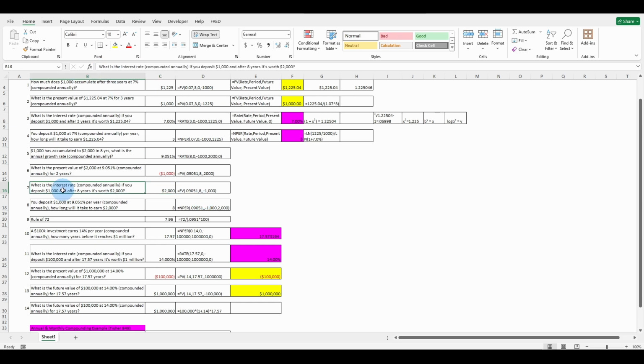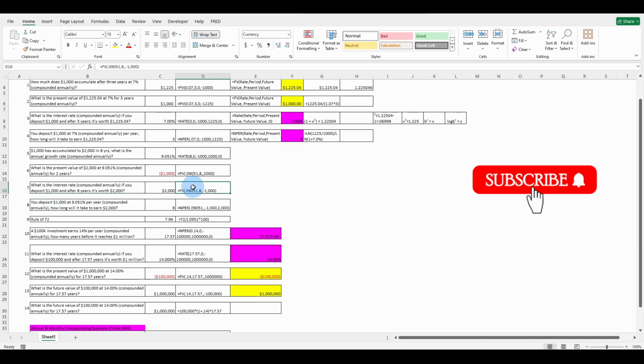This is worded wrong. What is the interest rate if you deposit $1,000? And this should be rate, okay? And I'm going to let you fix that. You deposit $1,000 at 9.051% per year. How long will it take to earn $2,000? Number of periods. If you need to work through this, remember the tools up here.